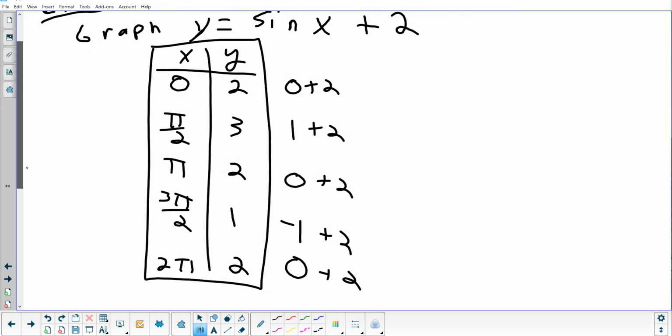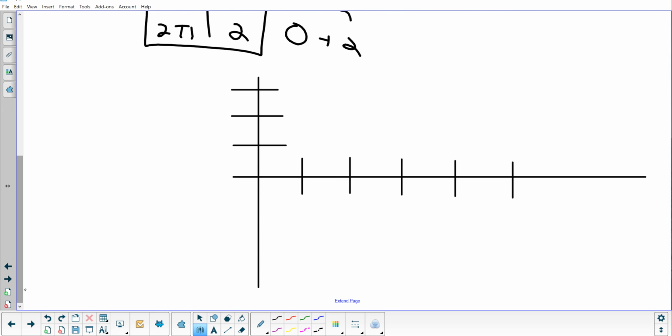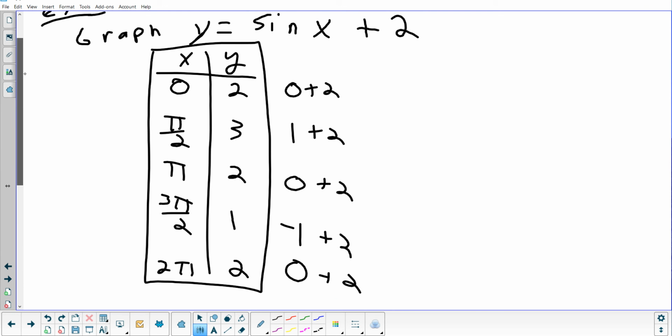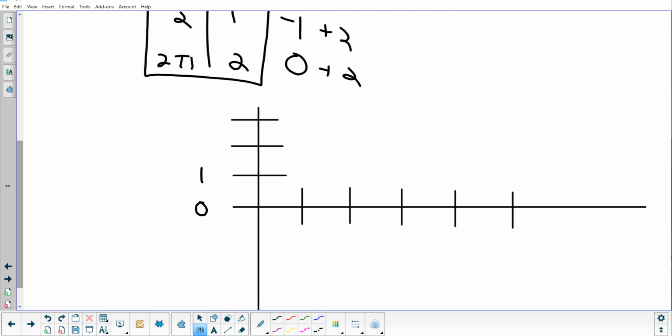All right, now let's make our sketch. So I only have to go up to 3. That's the highest y value that I have. So I would just take 0 to 3. That works fine. If I had to go up to 10, maybe I would scale it by 5s or something like that.